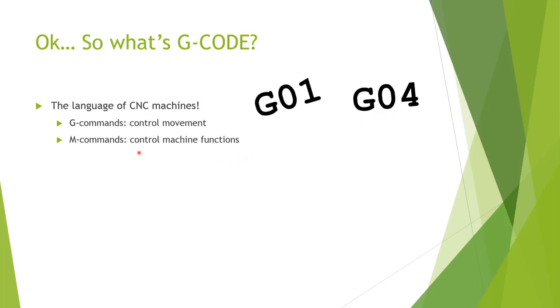Commands that start with M, on the other hand, control machine-specific functions like turning on the spindle or the coolant in a milling machine, or in the case of one of the lasers I use, an M54, for example, will fire a burst of laser pulses to drill a hole.